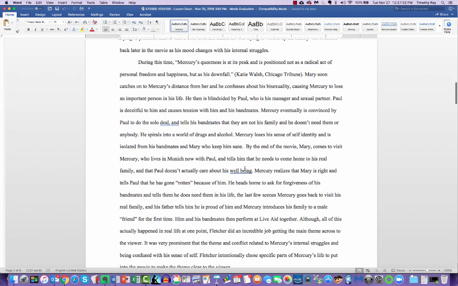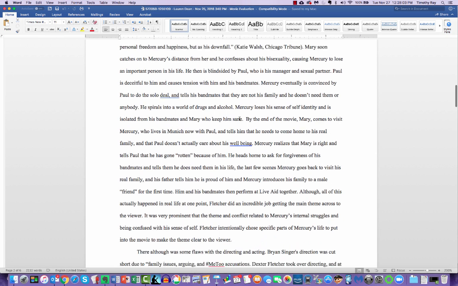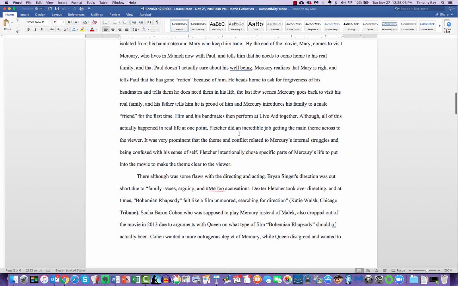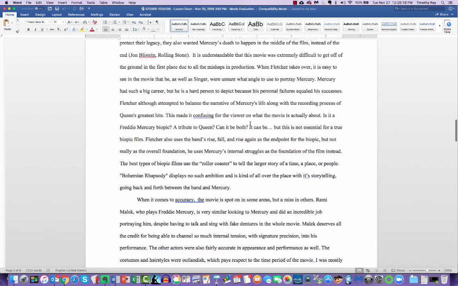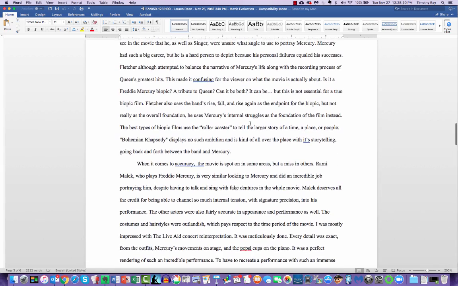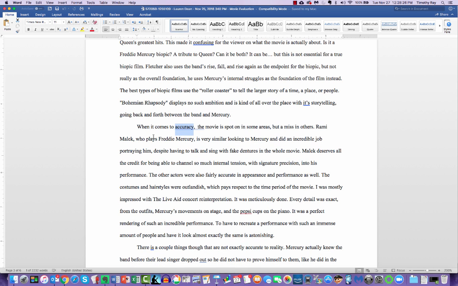but then throughout the rest of the essay, I don't see topic sentences with criteria in them. So instead, we kind of connect with a source here, and we do have some recommendations for improvement here. Although there were some flaws with directing and acting, and so we go into that. So that's really good. And maybe that's the main thing, is that there are problems with it. I think we do get a statement of criteria here. "Criterion, when it comes to accuracy, the movie is spot on in some areas, but a miss in others."